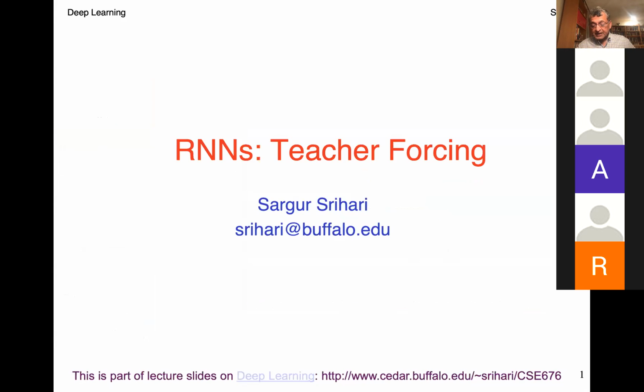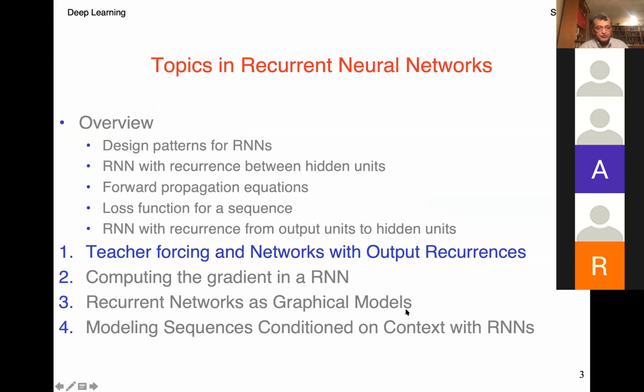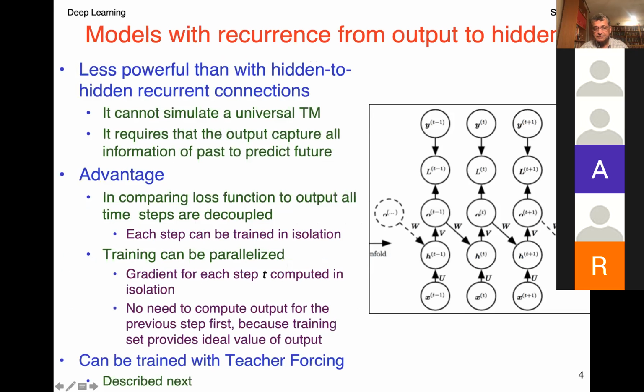So this is saying the backward propagation through time is expensive. So we're saying maybe there's a solution to this. We just finished an overview, and now we are looking at teacher forcing in networks with output recurrences. So models with recurrence from output to hidden are less powerful than hidden to hidden recurrent connections.